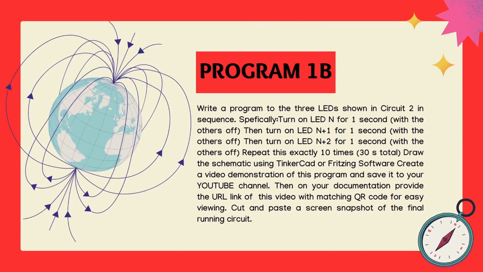Program 1B. Write a program to light the 3 LEDs shown in circuit 2 in sequence. Specifically, turn on LED N for 1 second, with the others off, then turn on LED N plus 1 for 1 second, with the others off, then turn on LED N plus 2 for 1 second, with the others off. Repeat this exactly 10 times, 30 seconds total. Draw the schematic using Tinkercad or Fritzing software.